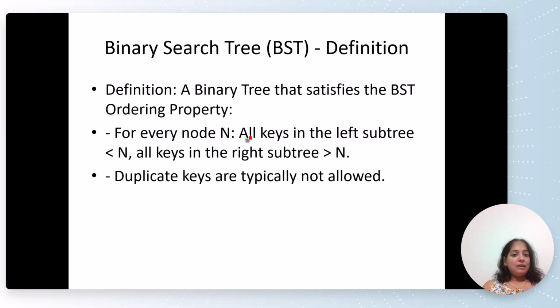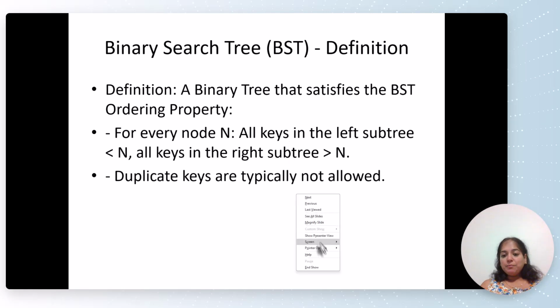Okay, before that I'll go with the binary search tree. A binary search tree satisfies an ordering property. The ordering property is that the value of the left node should be less than the value of its parent, and the value of the parent should be less than the value of the right node.